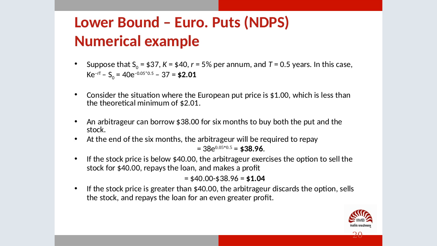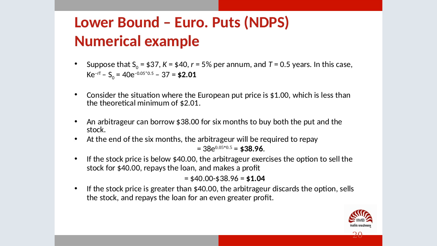So if you look at that, K e to the power of minus RT minus S naught gets you a value of 2.01. Let's say the market is quoting a price of $1, which is less than the theoretical minimum. So what will I do? I will buy the stock and the put option. But to do this, I need to borrow. How much do I need to borrow? The current price of the stock is 37. The price of the put in the market is 1. Therefore, I need to borrow $38, and I buy both the put and the stock.